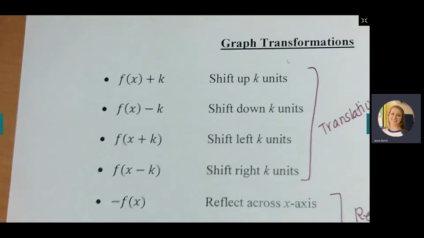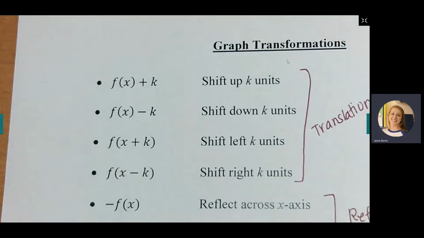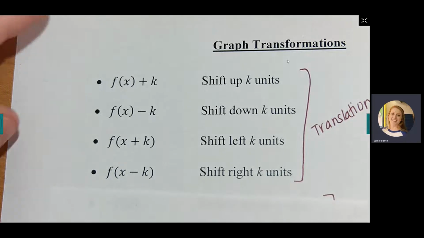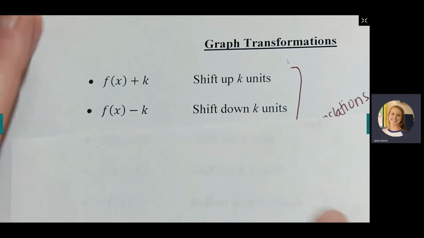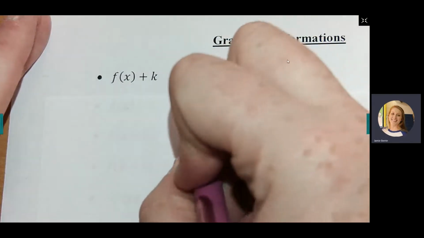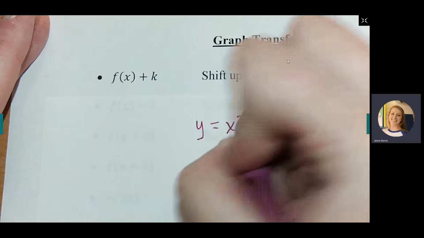see them better. So the first graph transformation says f of x plus k. What this means is that if you are adding a number on the outside of the function, on the end, then you are going to shift the graph up k units. So for example, I'm going to pull one of my basic functions off of that graphs of basic functions list. So let's say I had y equals x squared.